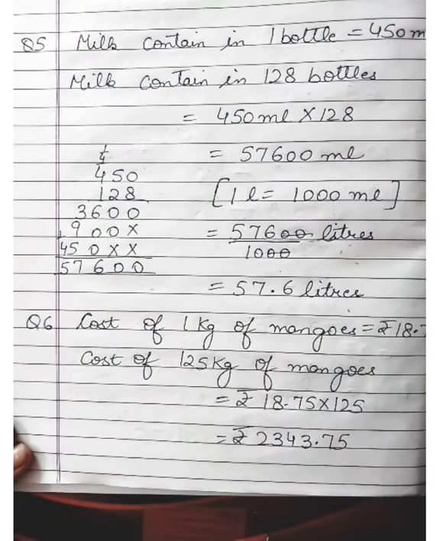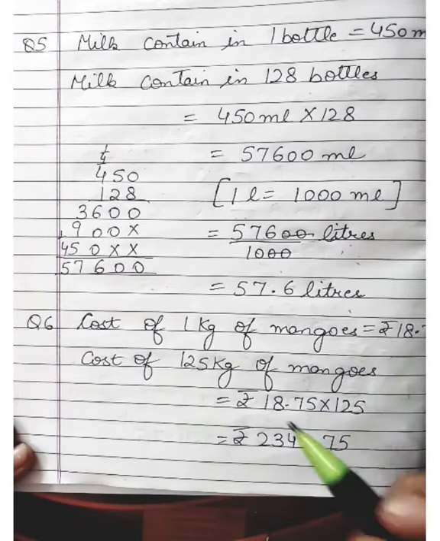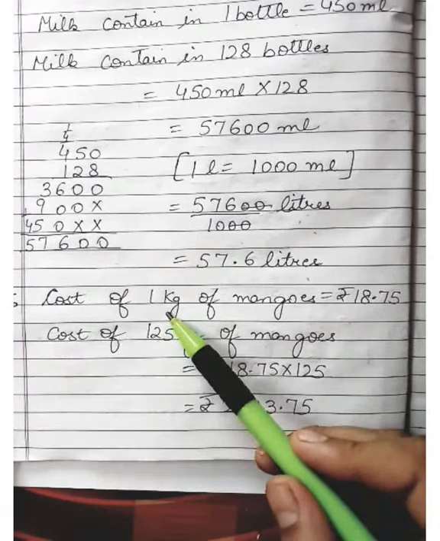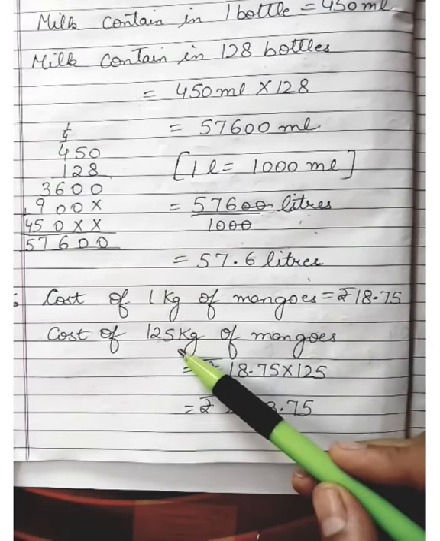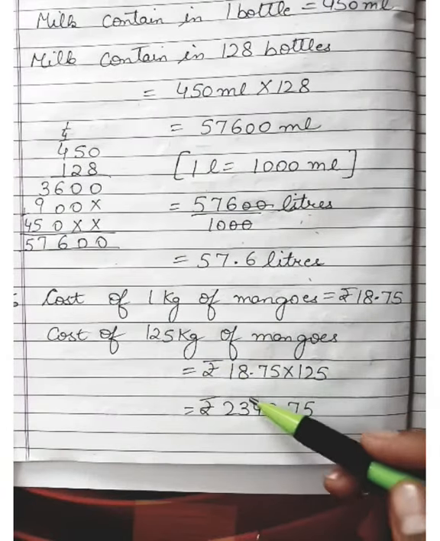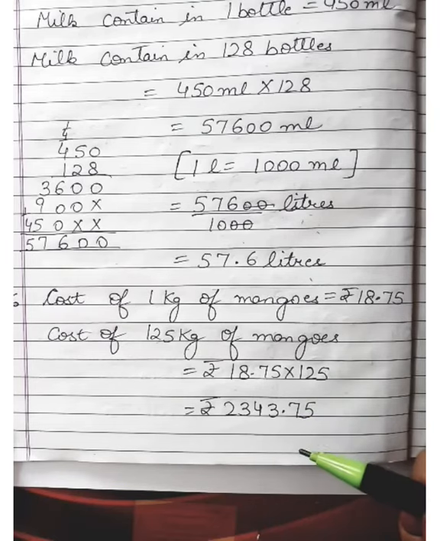Now move to the last second question. 1 kg of mango cost is given and we have to find the cost of 125 kg of mangoes. Again same sum, cost information of 1 kg mango is given. We have to find the information of 125 kg. One to many, multiply. Again simply you perform the multiplication. After that put the decimal point.